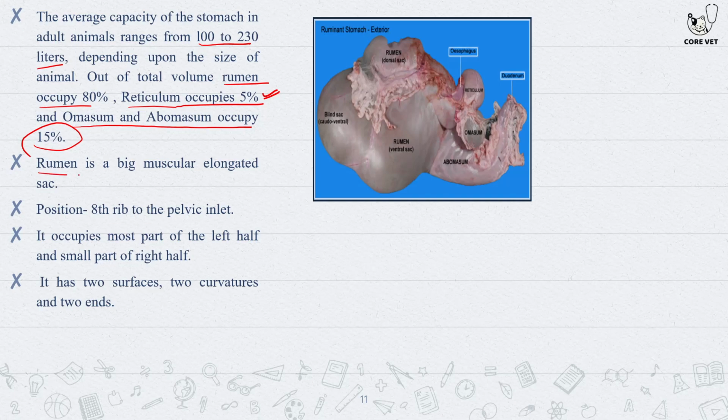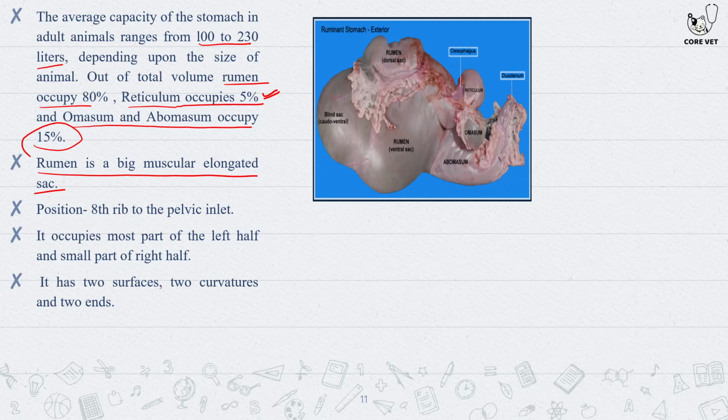Now, the rumen is a big, muscular, and elongated sac. I'll show you later how big the rumen is, not in the later upcoming videos, just in the upcoming slides itself. I'll show you how big the rumen is.